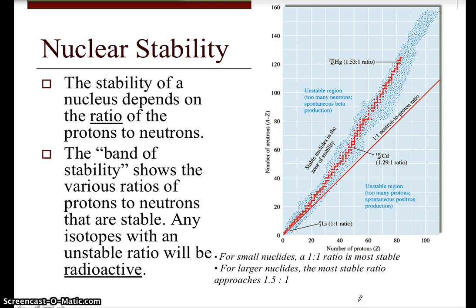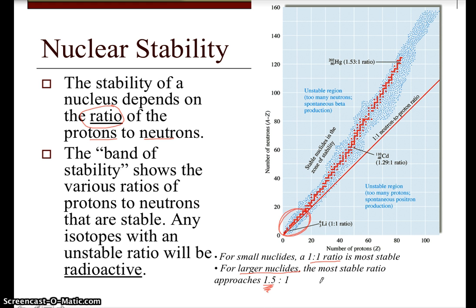This is the graph you saw on your activity from the other day, a graph of stable isotopes. What makes something stable or not depends on the ratio of protons to neutrons in that nucleus. This band of stability shows all the different ratios of protons to neutrons that are stable. If you're outside of this band of stability, then you're going to get something that's radioactive or unstable. For the smaller atoms, way down here at the bottom, a 1-to-1 ratio is the most stable, a neutron for every proton. However, the larger that atom gets, the more neutrons you have to hold it together.